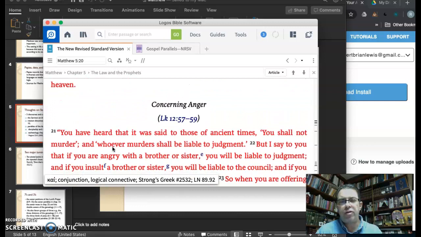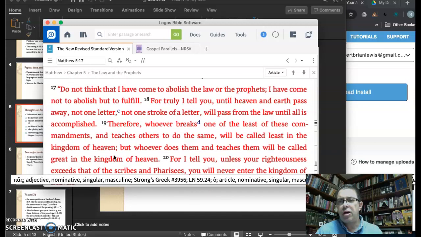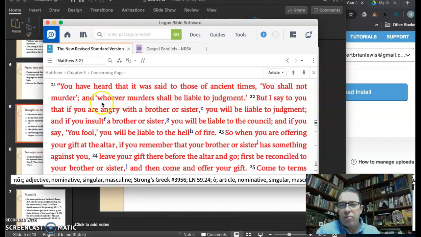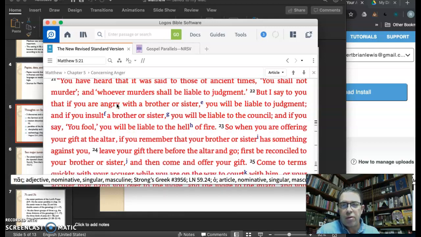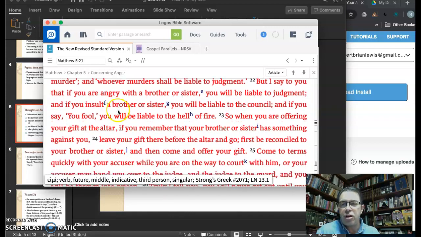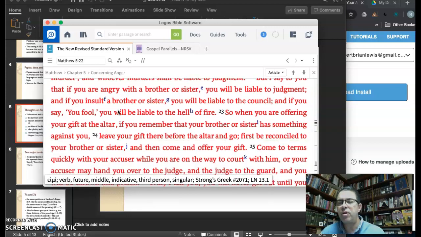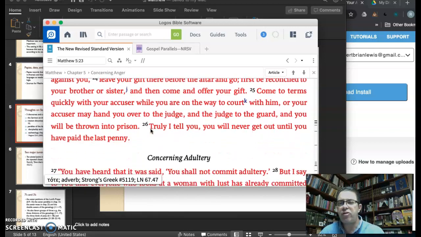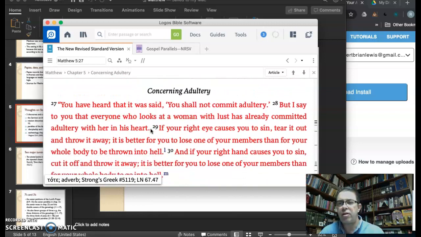And then a series of teachings, all of which begin in this way: You have heard that it was said. Notice who it is said to. You have heard that it was said, whoever murders shall be liable to judgment, but I say to you that if you are angry with a brother or sister, you will be liable to judgment. And if you insult a brother or sister, you'll be liable to the council. So each time Jesus has a chance, he strengthens the challenge.